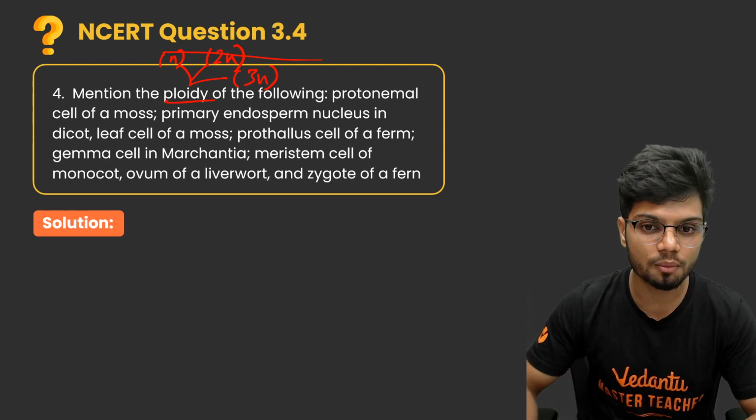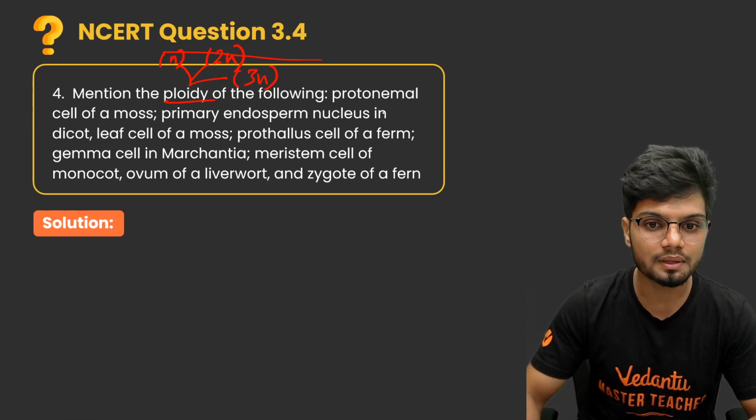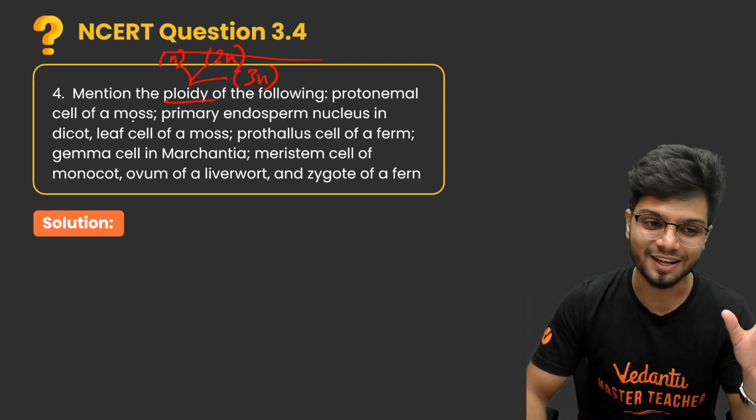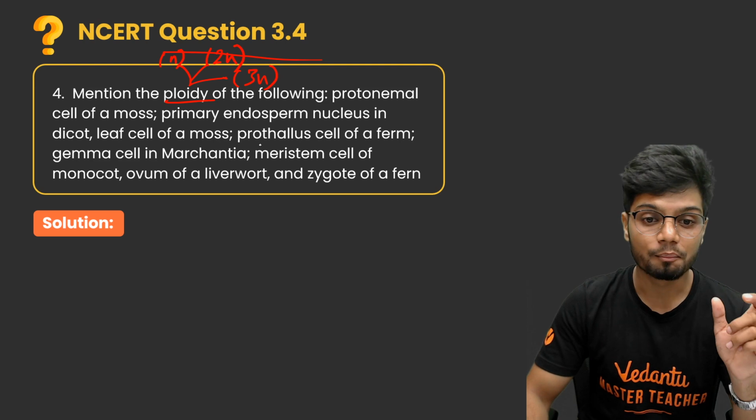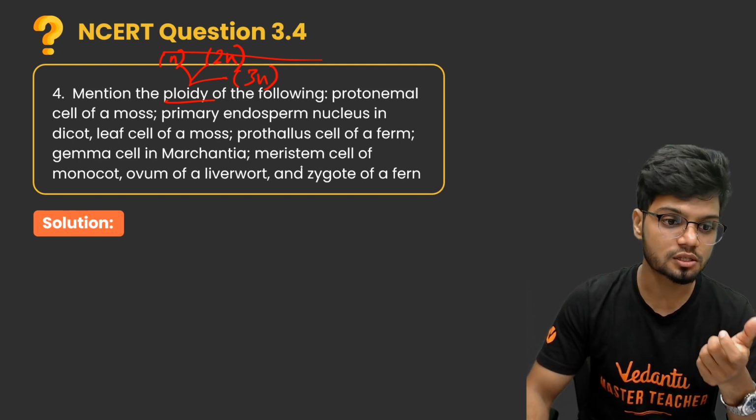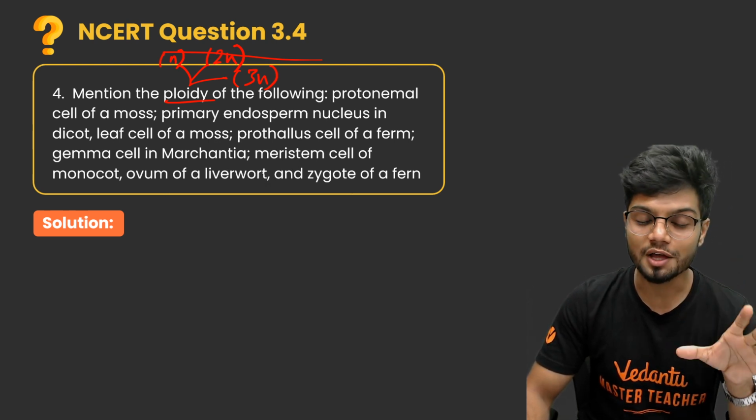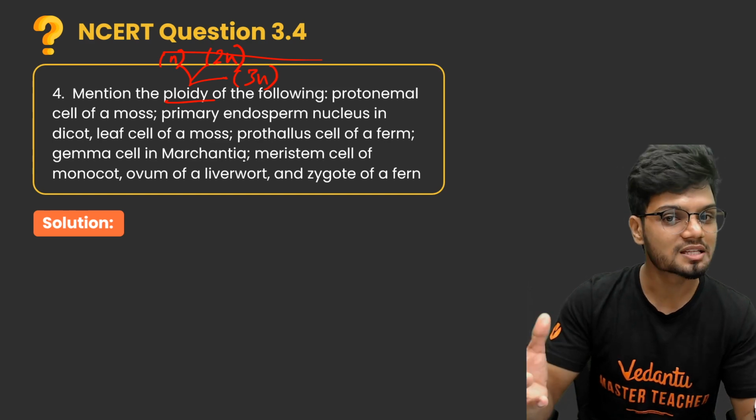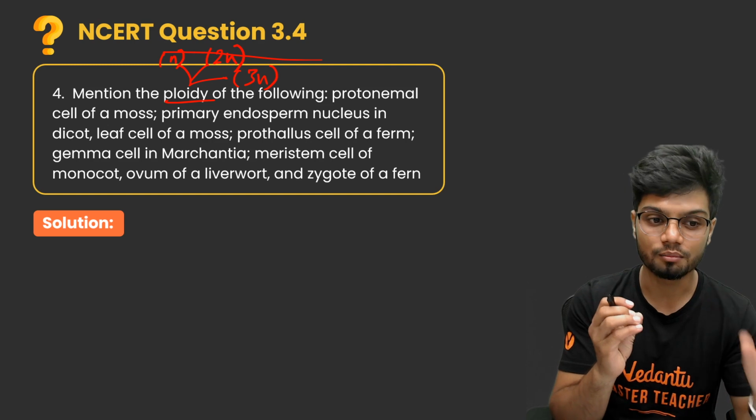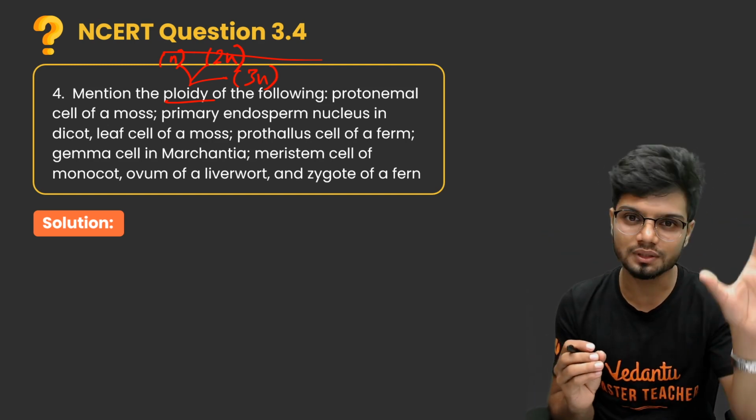First they're asking you the protonemal cells of a moss, the primary endosperm nucleus in the dicot, the leaf cells of a moss, prothallus cells of a fern, gemma cells in Marchantia, the meristem cells of a monocot, the ovum of liverwort, and the zygote of the fern. The last two are extremely easy because we know spores as well as zygote. As a result, we know these are haploid and diploid respectively. But before that, let's quickly go over the other structures.